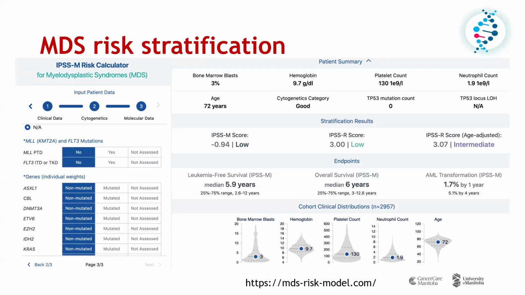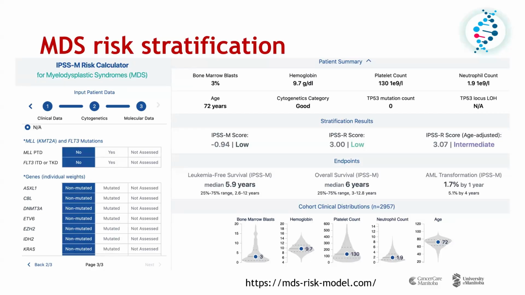So you input things like age, blood count, so like hemoglobin, neutrophil count, platelet count. We put in information about the bone marrow blasts, and we put information about the chromosome abnormalities as well as gene panel results. And essentially, so here on the right-hand side, you can see that this fake person, that is none of you, has bone marrow blasts of 3%, a hemoglobin of 97, platelets of 130, a neutrophil count of 1.9. They are 72 years old with normal cytogenetics, and they do not appear to have any gene mutations.